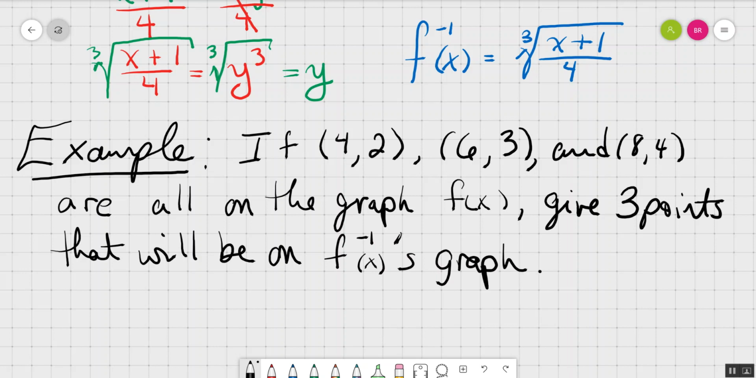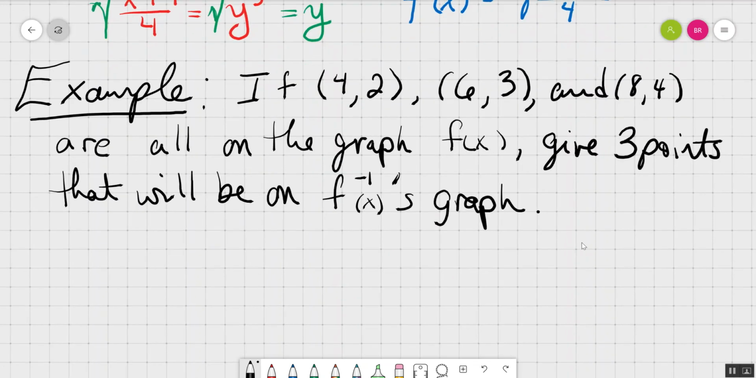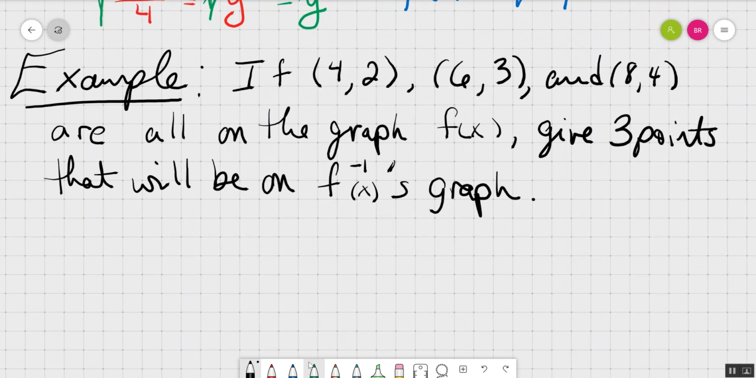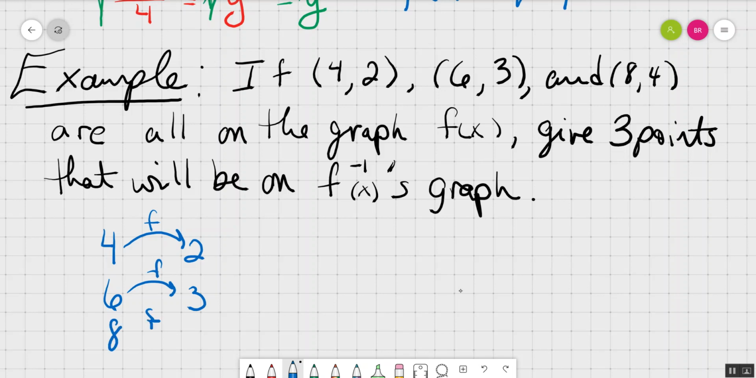This is not a trick question, so take a second to think about it while I roll this up a little bit. And we'll make note of what's going to happen. So remember what the inverse has to do. If you're thinking about what f is doing, by looking at these points, f is going to send 4 to 2, and f is going to send 6 to 3, and f is going to send 8 to 4.